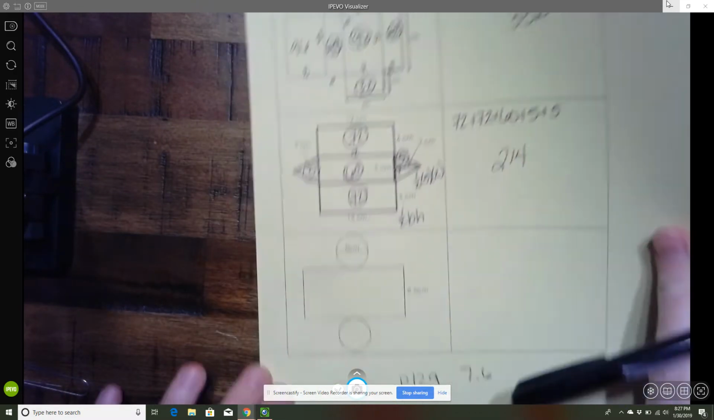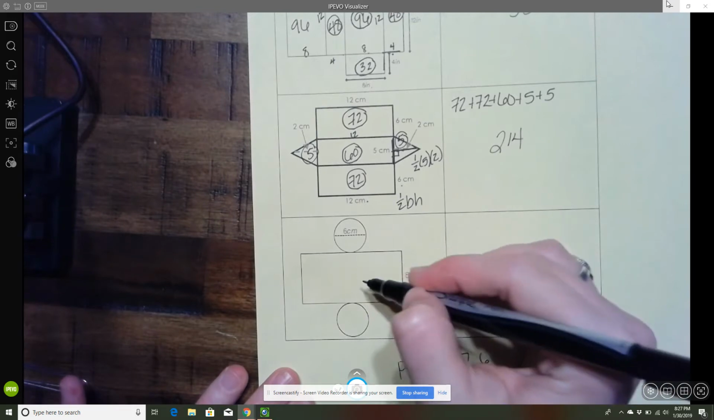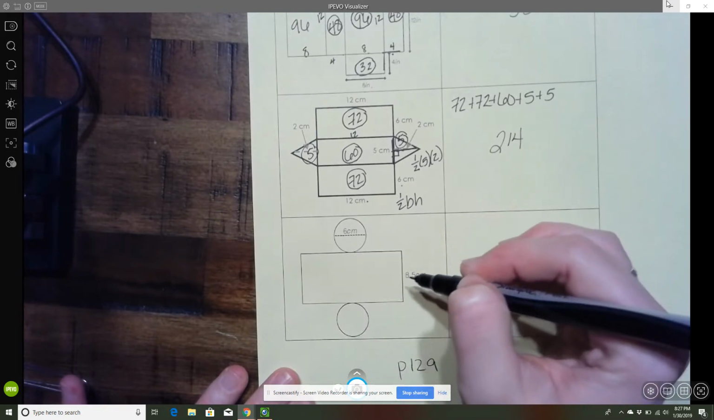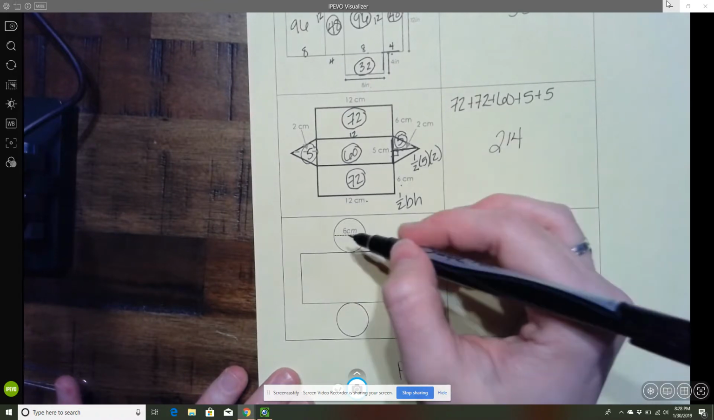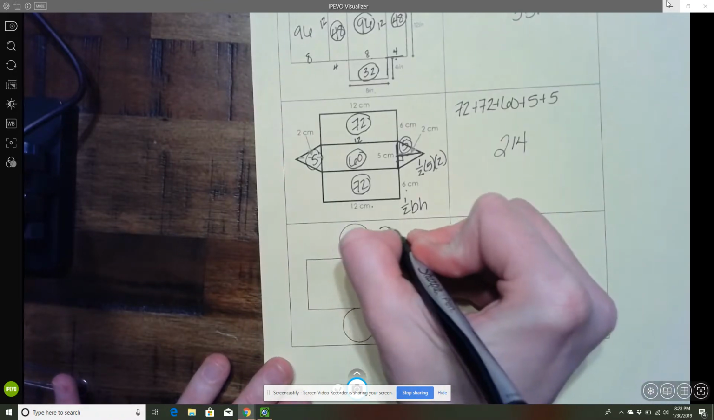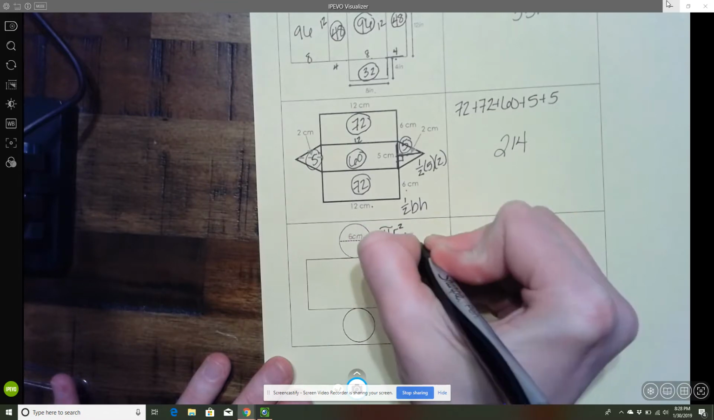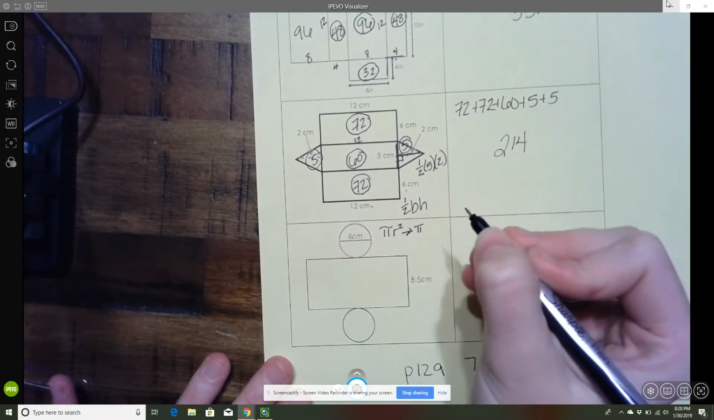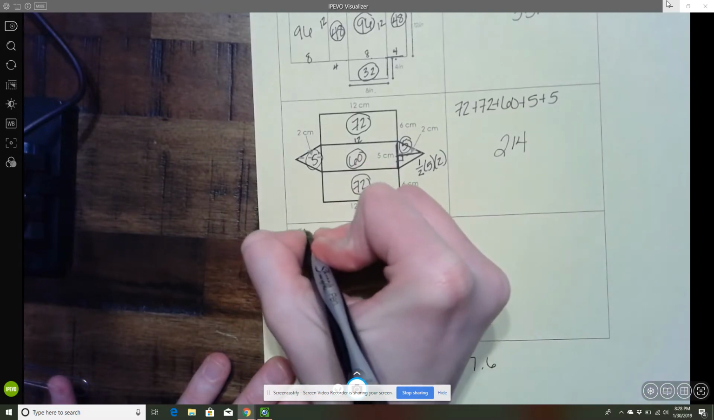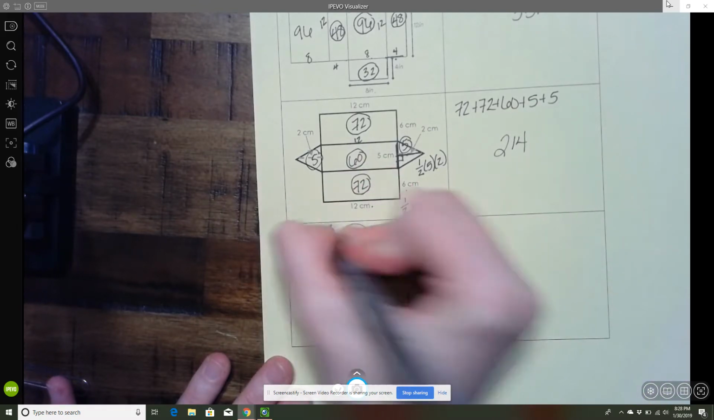And then finally I have a cylinder. So a cylinder is made up of a rectangle and 2 circles. So this one's a little bit different. These get kind of tricky. So let's do the circles first. So the area of a circle is pi r squared. So I've got a diameter of 6. So that means the radius, I got to divide by 2.